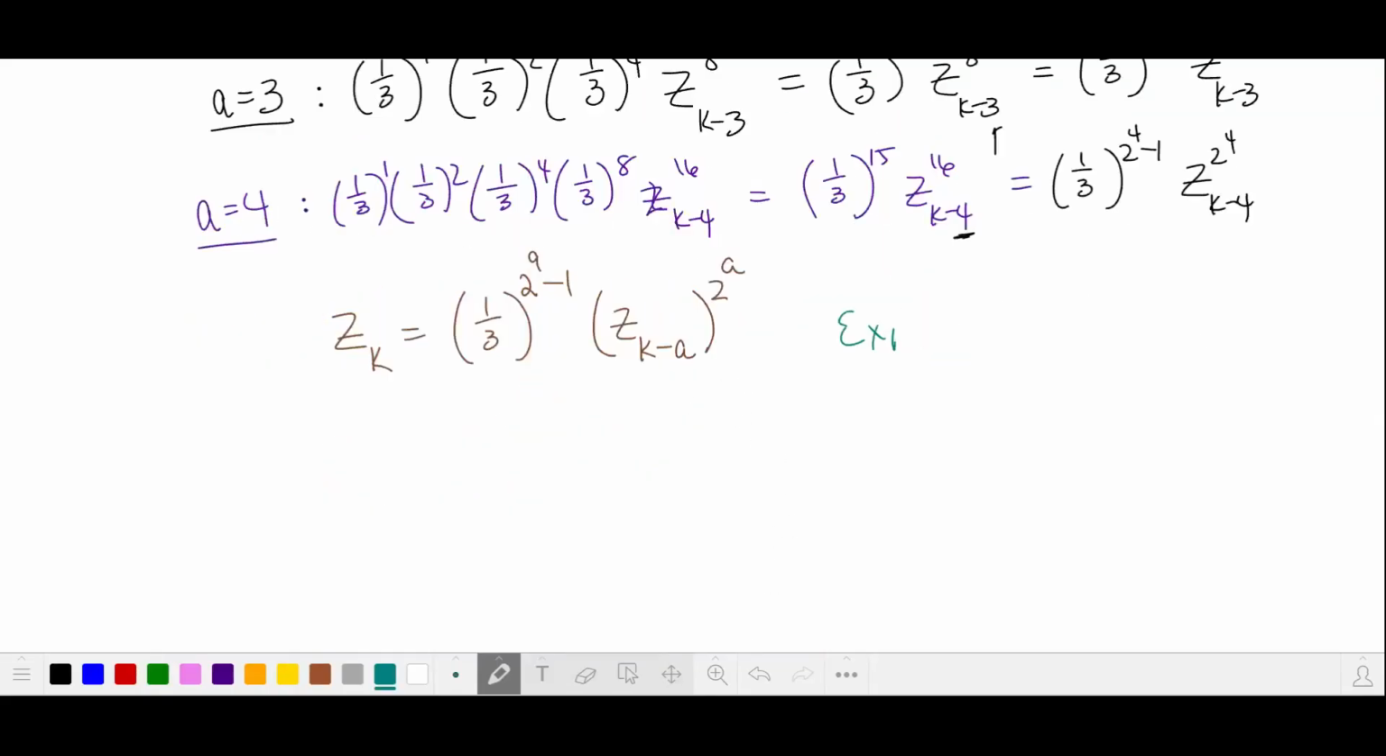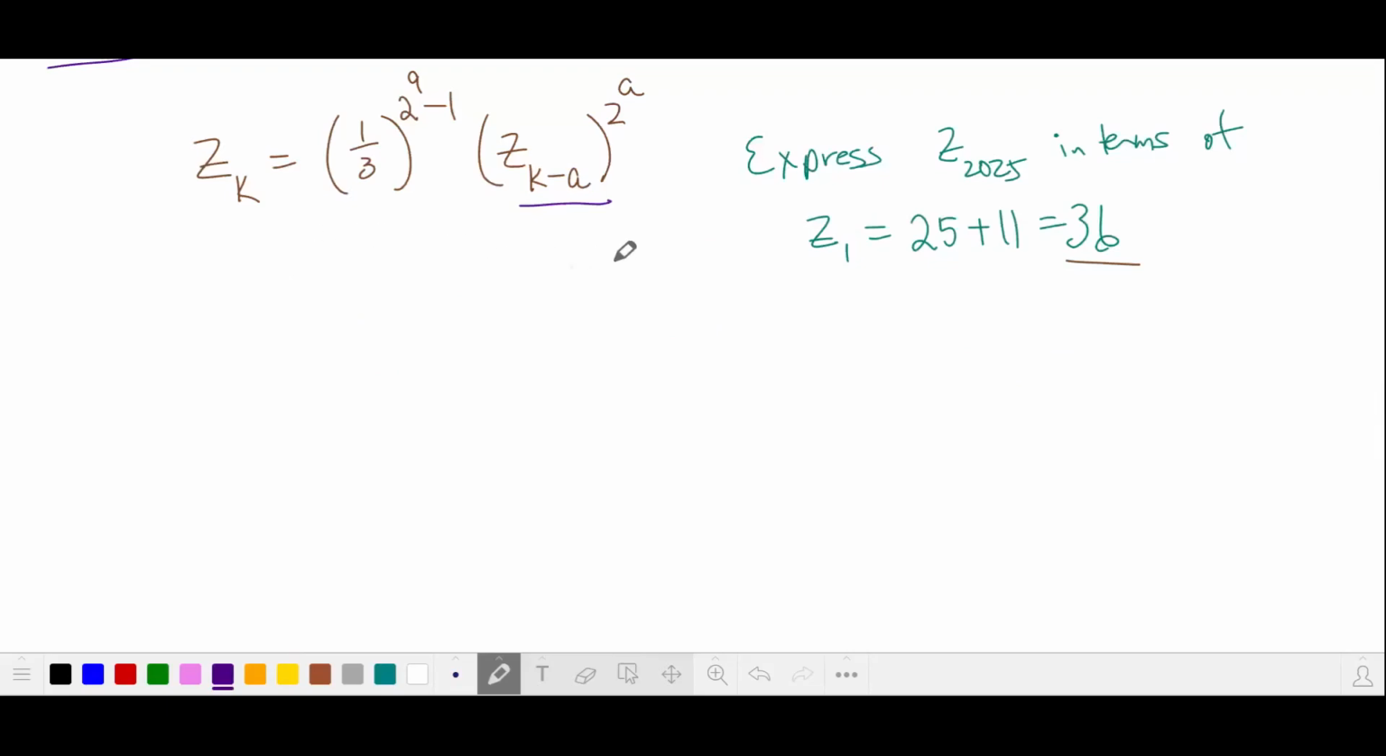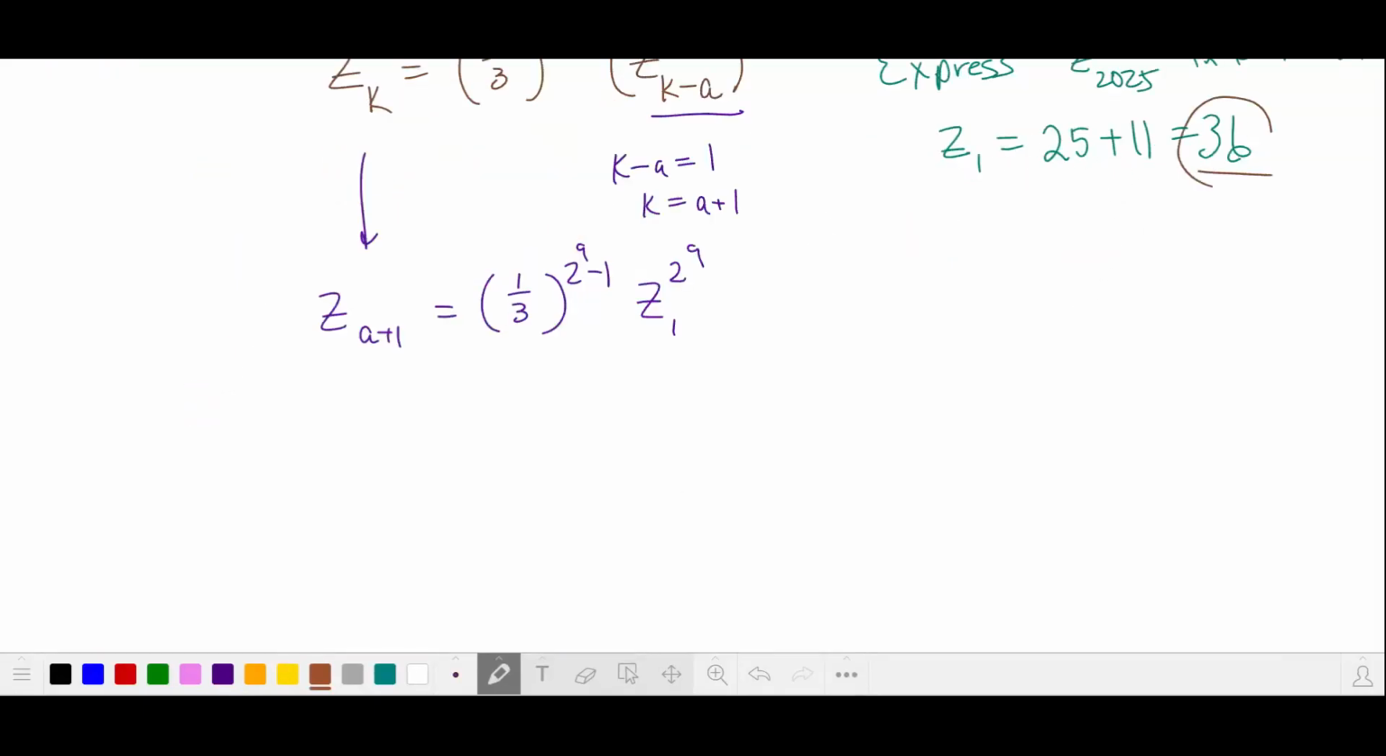We'd like to express z sub 2025 in terms of our first fraction, z sub 1. This was the sum of our numerator and denominator, 36. Since we want this expression to be in terms of our first term, z1, let's let k minus a be equal to 1, so k is a plus 1. And we'll substitute here, and we'll substitute our value for z1. This is going to be 36 to the power of 2 to the a.